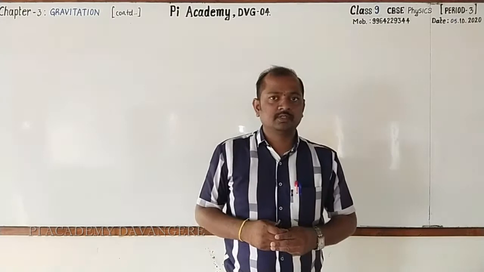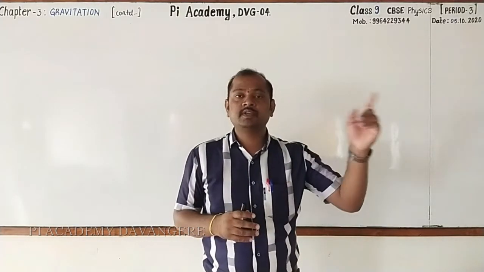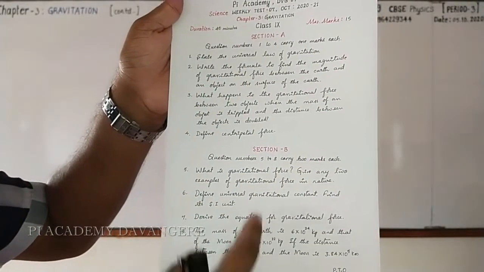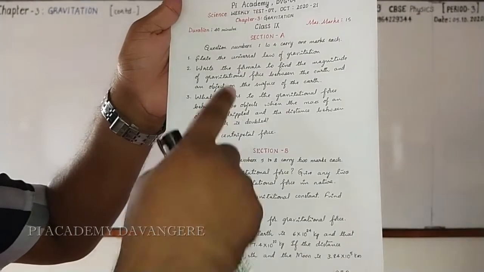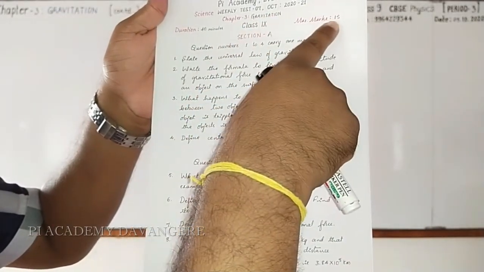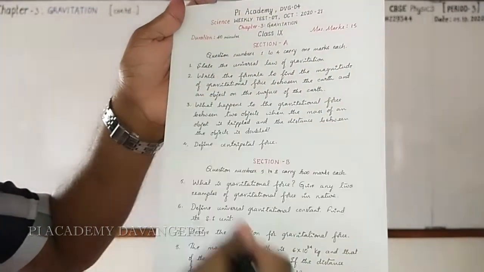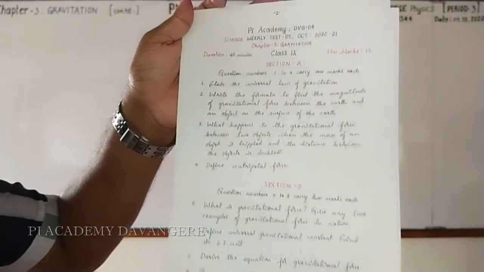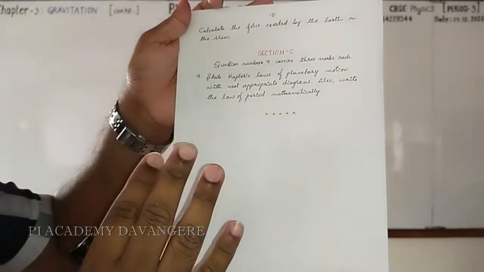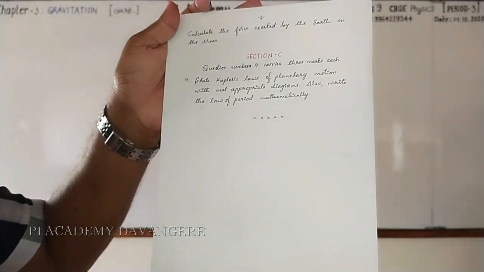Before going to that, let me show you yesterday's question paper as well as last week's question paper. Dear students, this is the question paper, and the test was conducted on the chapter Gravitation for 15 marks. These are the questions. This is the first page and this is the second page. Take both pages' screenshots and you can use them for practicing.